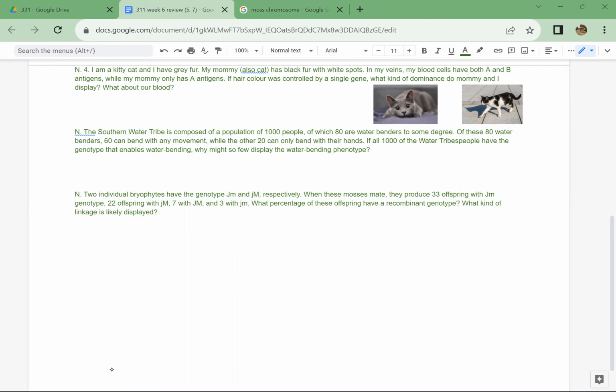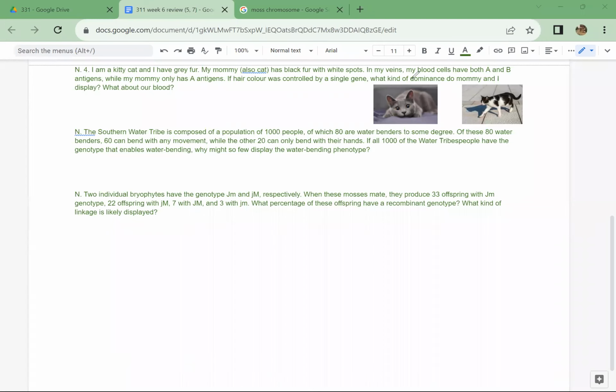I'm a kitty cat and I have gray fur. My mummy, who's also a cat, has black fur with white spots. In my veins, my blood cells have both A and B antigens, while my mummy only has A antigens. If hair color was controlled by a single gene, what kind of dominance do mommy and I display? What about our blood? So, yep, it's right there in the question. We are dealing with dominance.